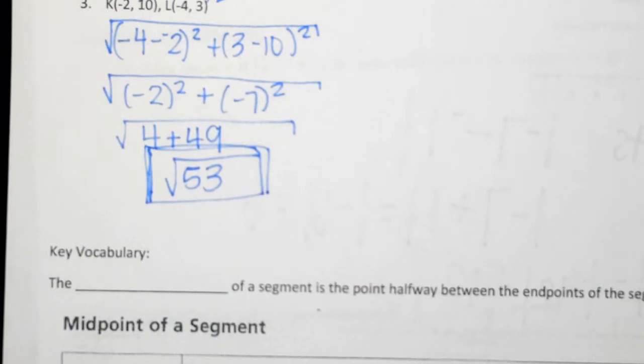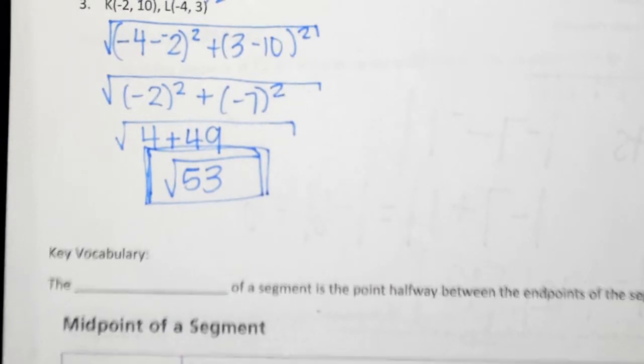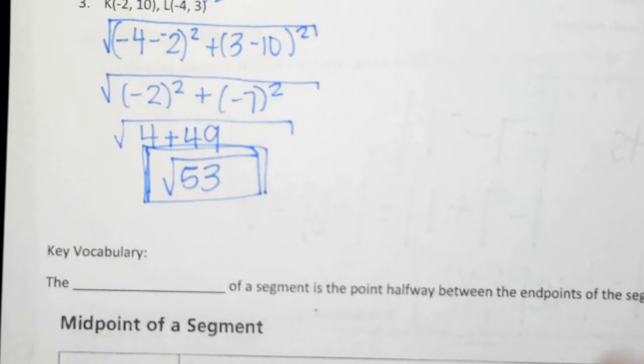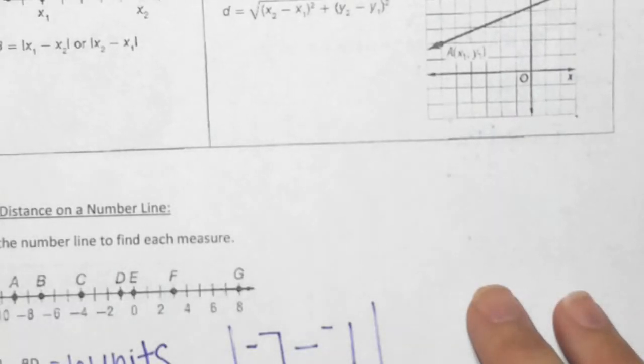Alright, that's distance. So I found the distance between a line segment when it's on a number line and the distance when it's on a coordinate plane. Okay? So now, we have about how long? 9 minutes. Okay, we can do this. Yeah, this midpoint's easy. Let's go ahead and do it.